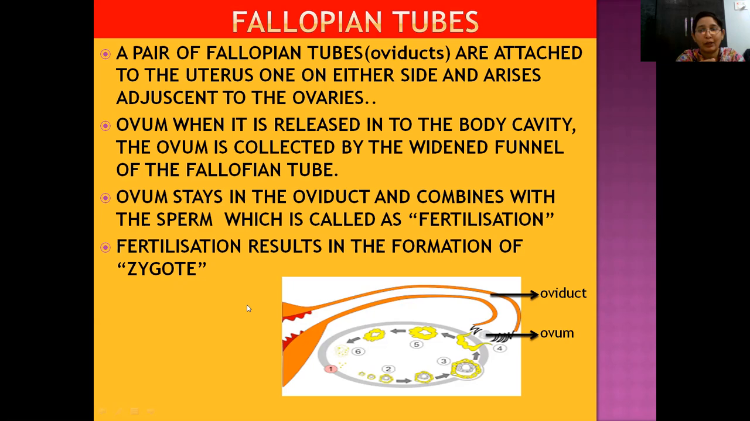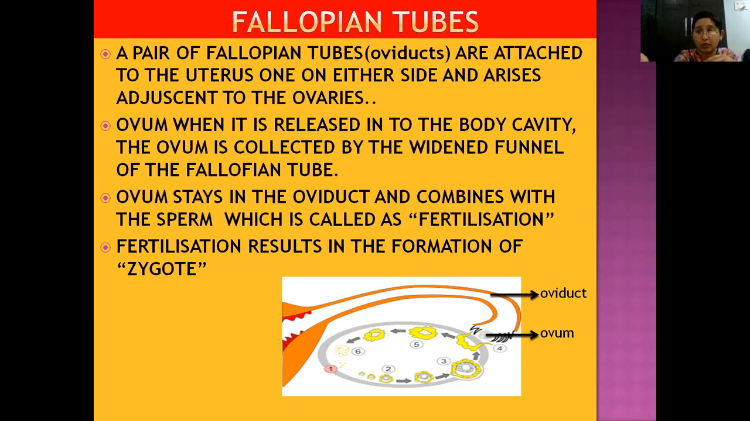So here children, what are the fallopian tubes? Fallopian tubes are two in number, attached on either side of the uterus. Fallopian tubes can also be called oviducts, the tubes which collect the ovum. So when the ovary releases the ovum, the ovum is taken by the fallopian tubes. The ovum stays in the fallopian tube till the sperm comes. Then the sperm meets the ovum, resulting in the formation of zygote, which is called fertilization.